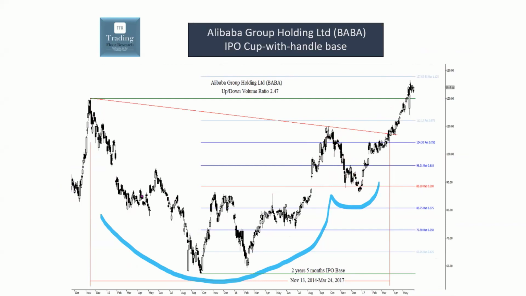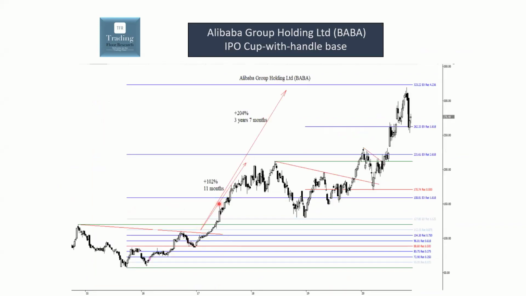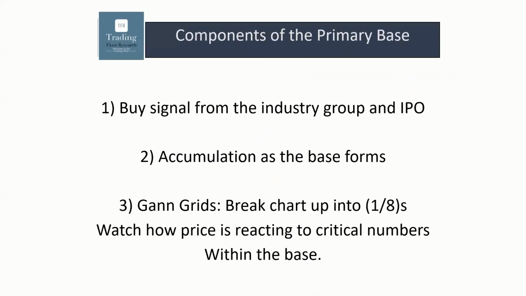And once it broke, in about 11 months, you had a 102% return. If you held it into the second base and bought it out of that again, in 3 years you ended up with about 204%. And again, it rallied right up to its key number up there before it let go. So those are just some examples of a couple primary breakouts that I've actually traded. Again, there are so many more, and the returns have just been incredible.